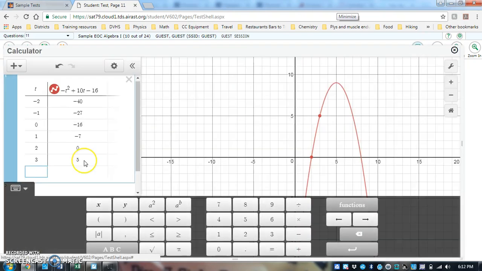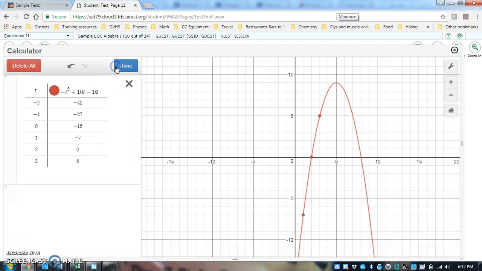I've put it in the calculator. I went to the gear button, and I'll show you what I did there.